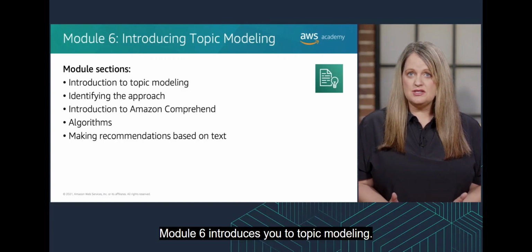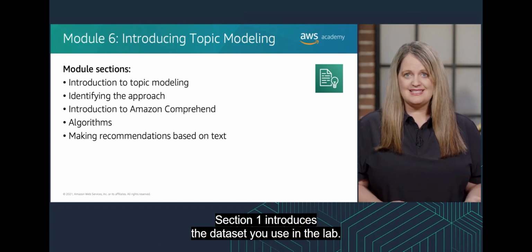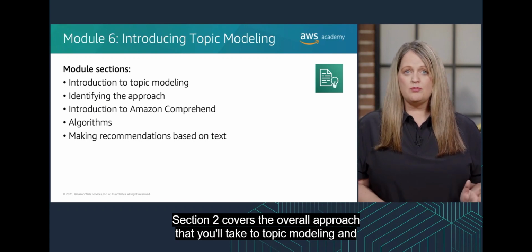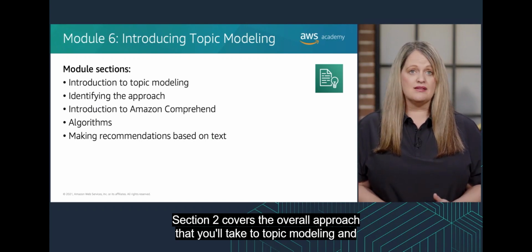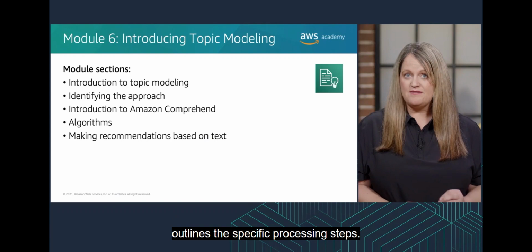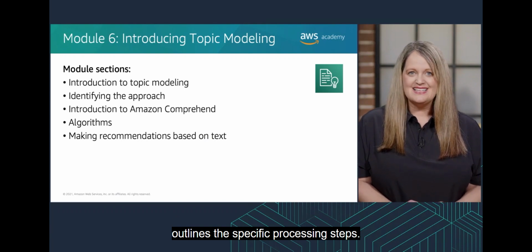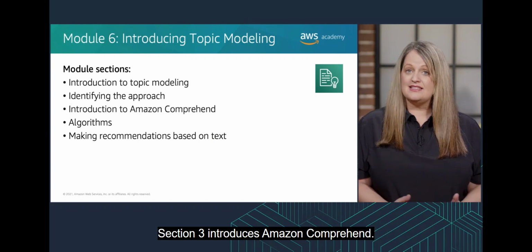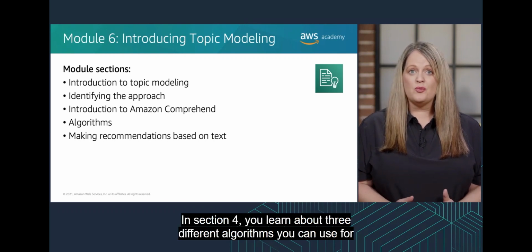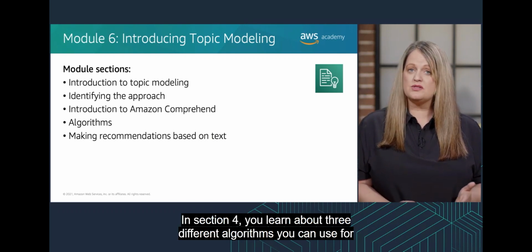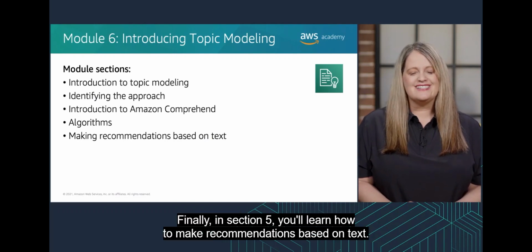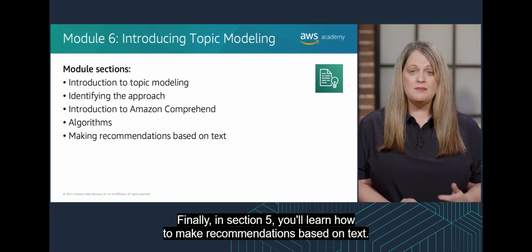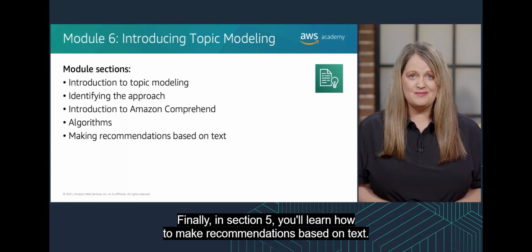Module 6 introduces you to topic modeling. Section 1 introduces the dataset you use in the lab. Section 2 covers the overall approach that you'll take to topic modeling and outlines the specific processing steps. Section 3 introduces Amazon Comprehend. In Section 4, you learn about 3 different algorithms you can use for topic modeling. Finally, in Section 5, you learn how to make recommendations based on text.